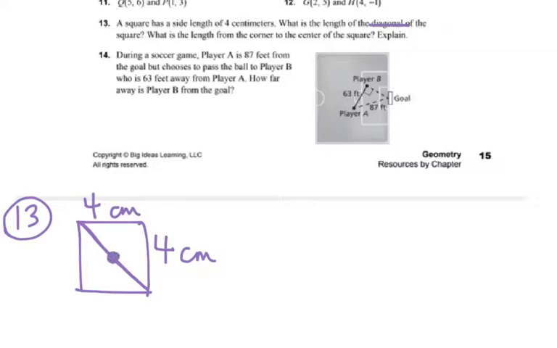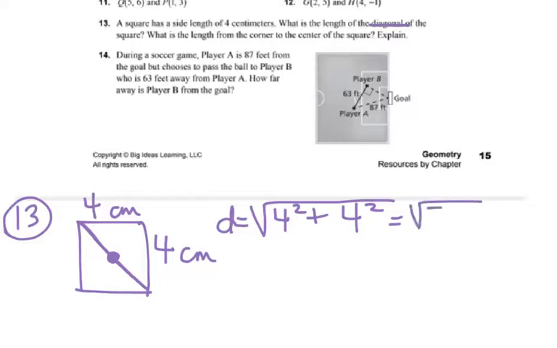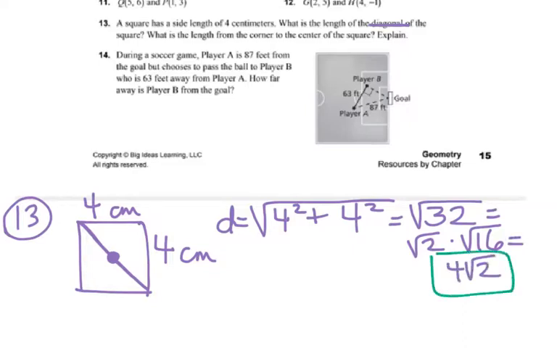So we've got two different questions here. The first question is the diagonal. So my diagonal, or the distance, is going to be the square root of 4 squared plus 4 squared. This is the Pythagorean theorem. So it's going to be 16 plus 16, which is 32, which breaks down to 2 times 16, and then finally 4 root 2. So 4 root 2 is the answer to the diagonal.